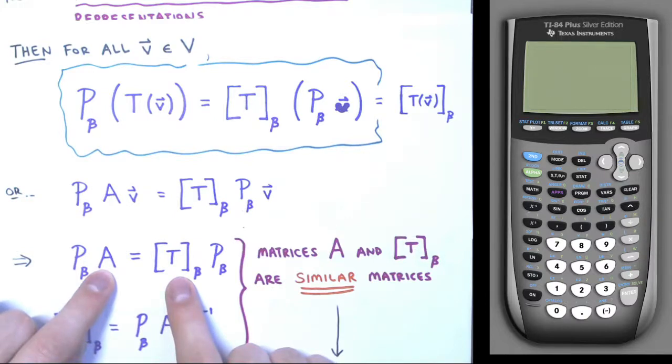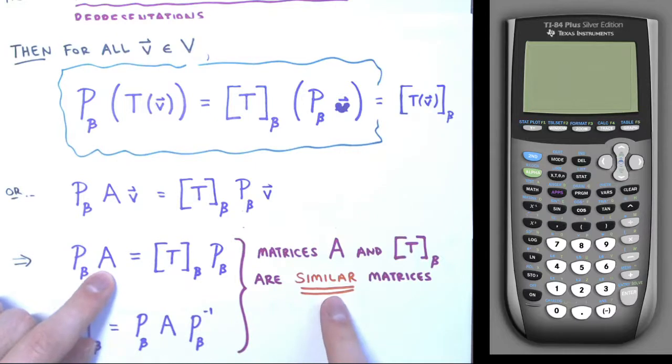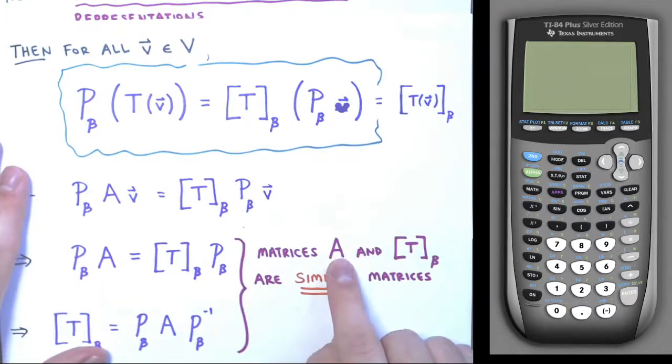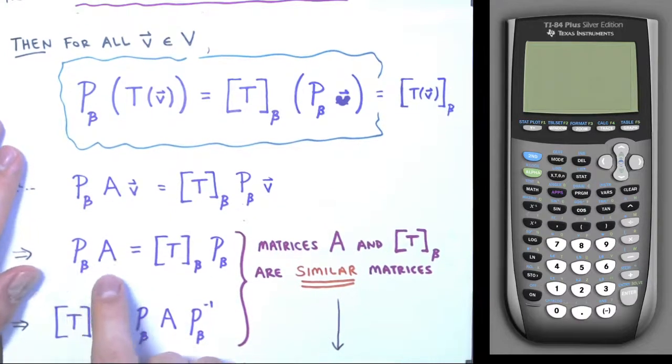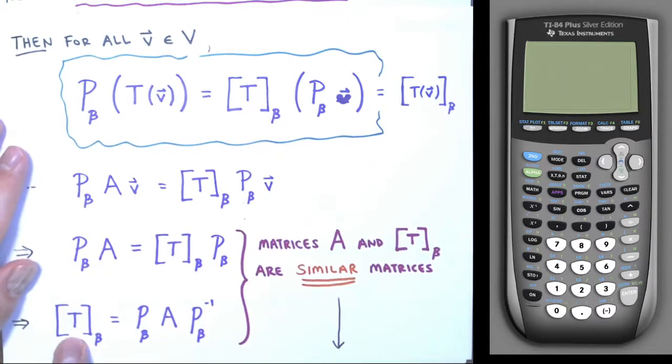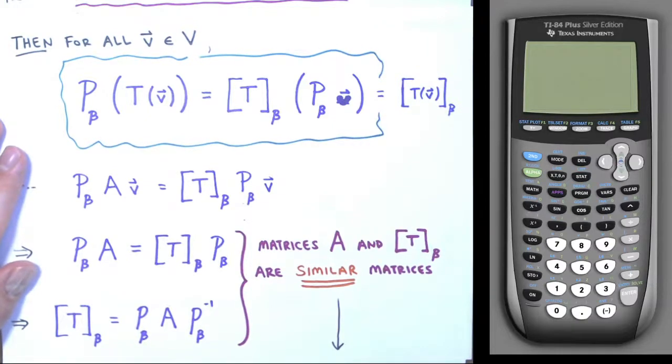Now, if you recall from last video, this means that A and this matrix representation TB are similar. So the standard matrix for a linear operator, the matrix with respect to the standard basis, and its matrix with respect to really any basis are going to be similar matrices. And in fact, you can manipulate this equation, multiplying both sides on the right by PB inverse. We'll see that the matrix TB, the matrix representation with respect to basis B, is PB times A times PB inverse. And again, this may look familiar from last video, what it meant for two matrices to be similar. In fact, I've put up the definition again here on this page.